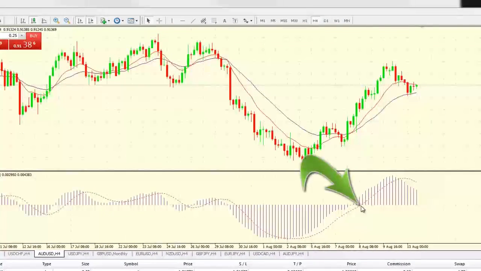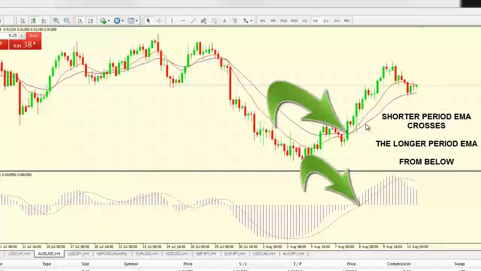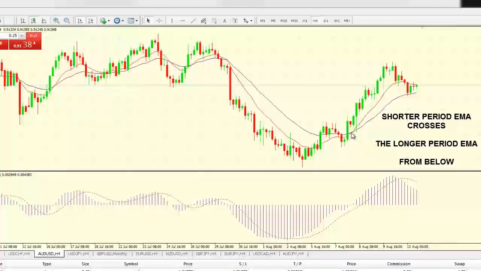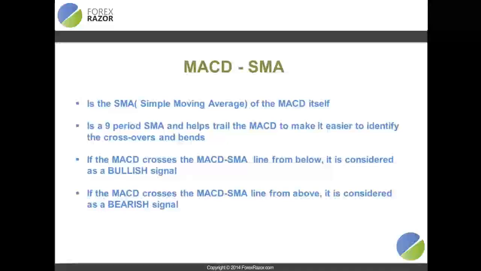Similarly, at this point, where the MACD is crossing the zero baseline from below and moving towards the positive territory, correspondingly, the shorter period moving average crosses the longer period moving average from below, and the subsequent price movement is an uptrend towards higher price values. This is considered as a buy signal.